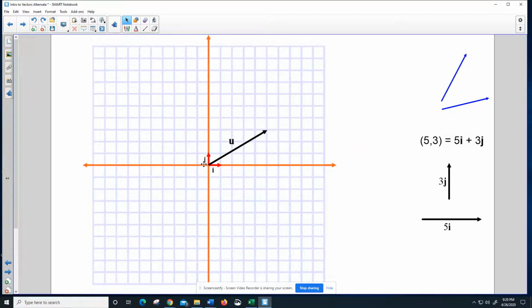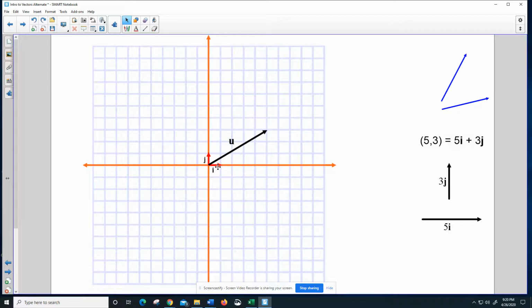Now here, I just used bolded i and j, but normally you'd see me write them with i hat and j hat. And hopefully you'll realize why I would use the hat, because these are vectors of magnitude 1. So they are unit vectors, all right? So what I want to do is produce this vector, which again is the vector 5, 3.